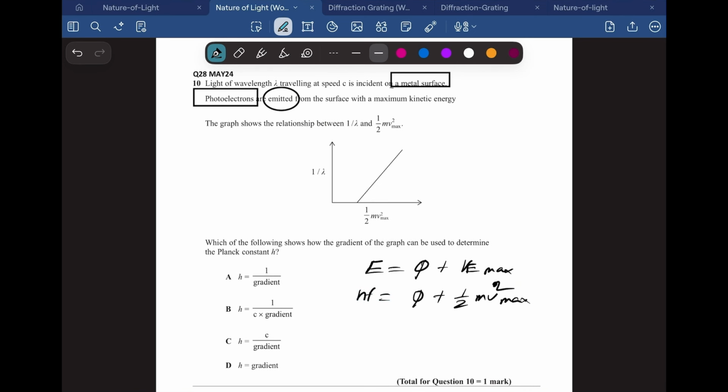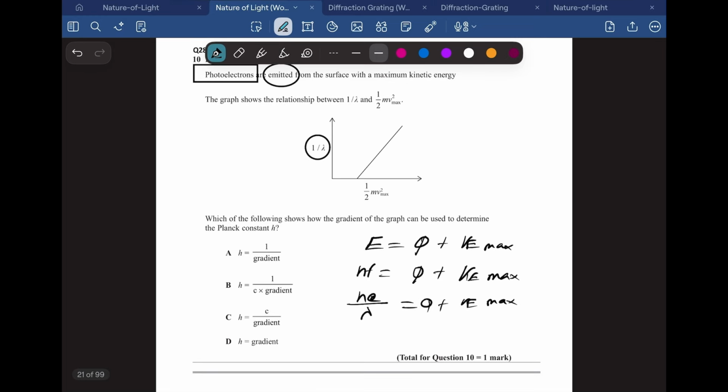Or we can also keep it as kinetic energy max. So we can just write it down like this, kinetic energy max. Now this hf can be written as hc by lambda. Why are we going to take it as lambda? Because the y-axis includes the lambda. So hc by lambda equals phi plus kinetic energy maximum. And then we can write 1 by lambda into hc equals phi plus kinetic energy max.